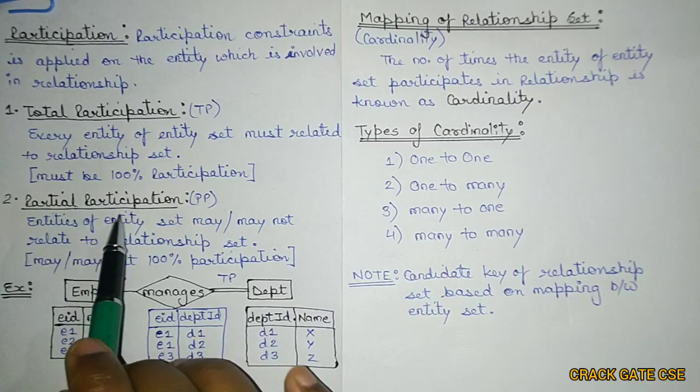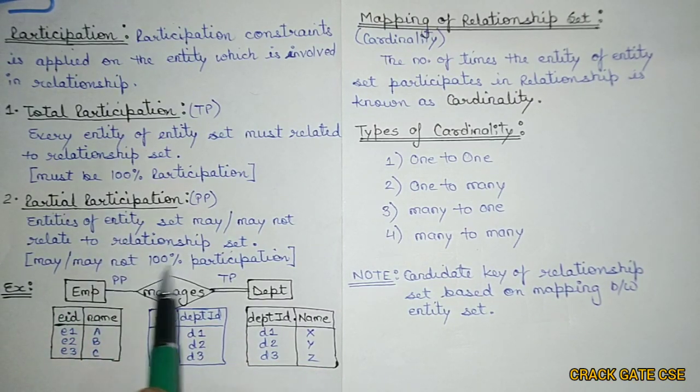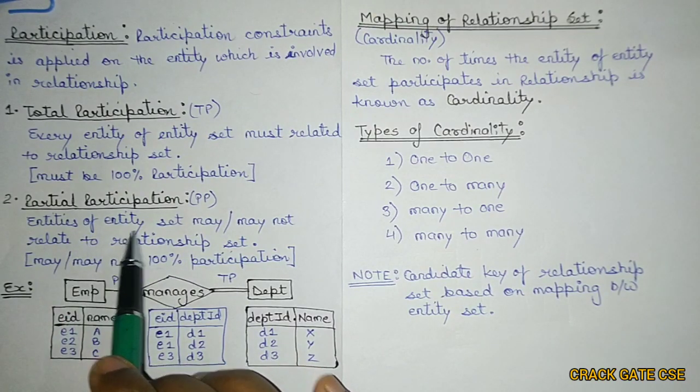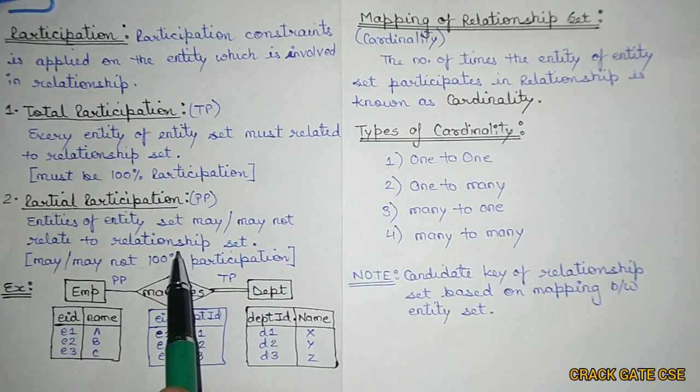What is the meaning of partial participation? Here the participation may or may not be 100%. Here the entities of the entity set may or may not relate to the relationship set. That means it is not necessary that all the records of a particular entity or table will take part in the relationship set. Now let's try to understand this with the help of an example.